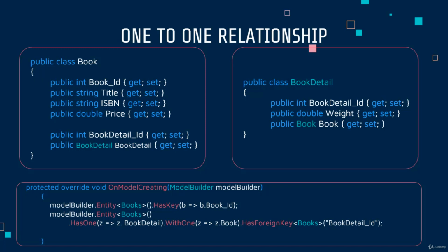And after that we have dot with one. That means that book detail has one book. So this will encapsulate a one-to-one relation between book and book detail. And then we need the navigating property of foreign key, which we use using dot has foreign key on the class, which is book class, and the name of the property. So let's give this a try.